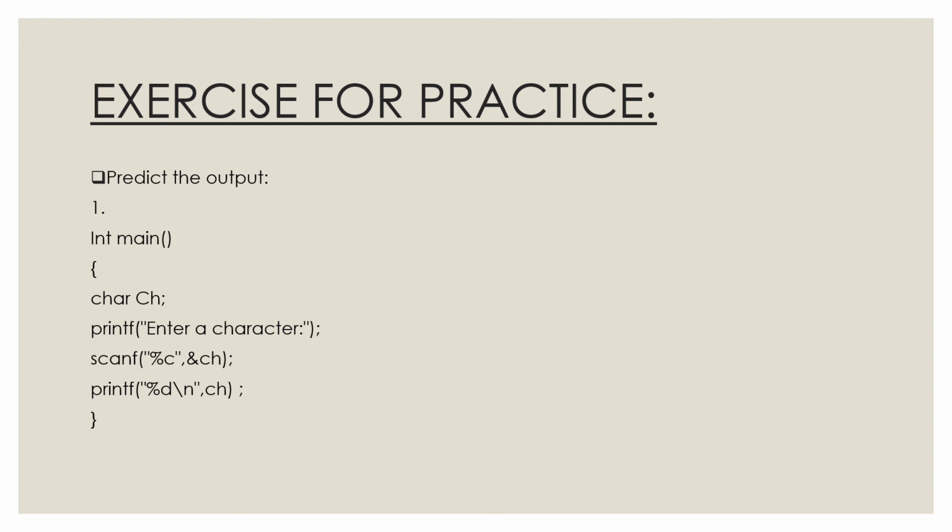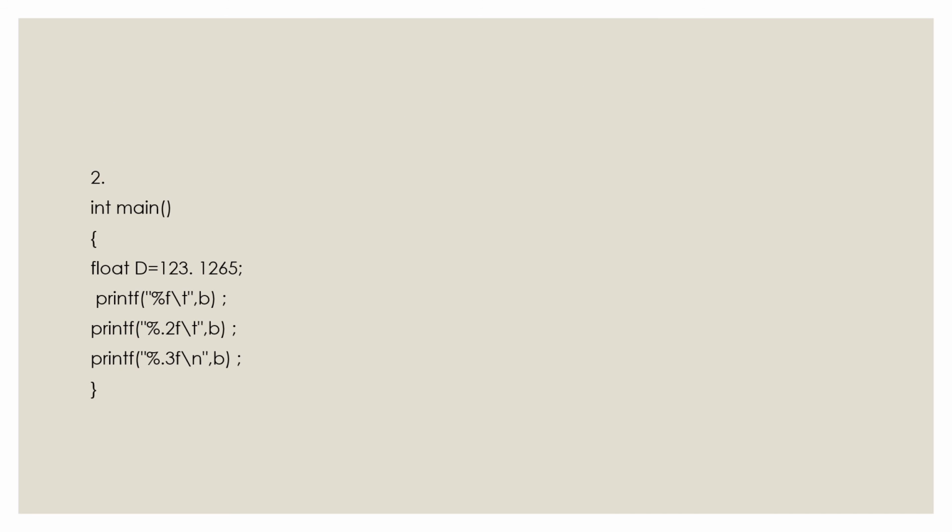In this question, we are asking the user for a character and then we are returning its value in integer form. And in this question, we have three cases. In the first, we are returning the direct value. In the second, we are returning up to a 2-digit integer after the point. And in the third, we are returning a 3-digit integer after the point.